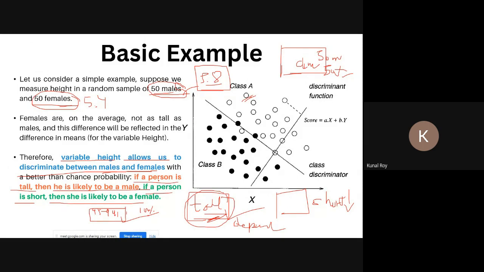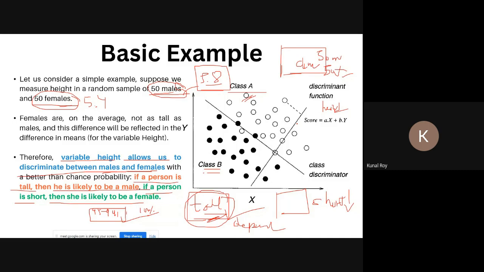So how can we determine this? We can separate this into two classes, class A and class B, where class B is considered as female and class A is considered as male, and we are taking a discriminant function as height, which is a normal discriminant function. So we can say this is a basic example of discriminant analysis.